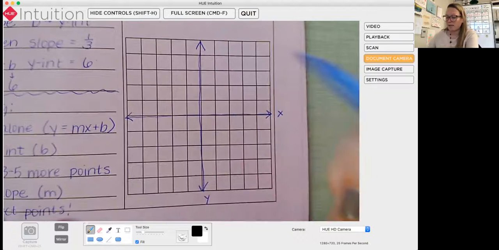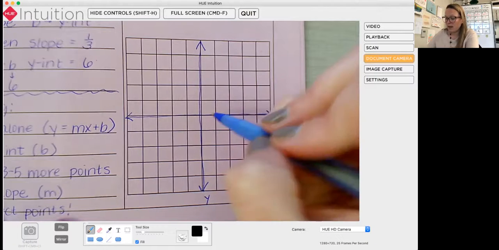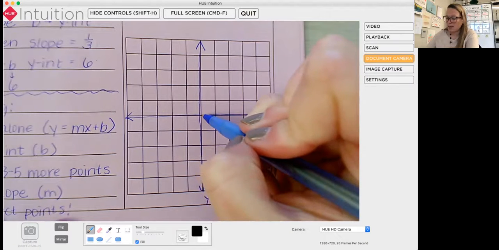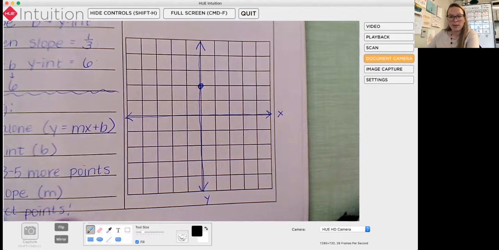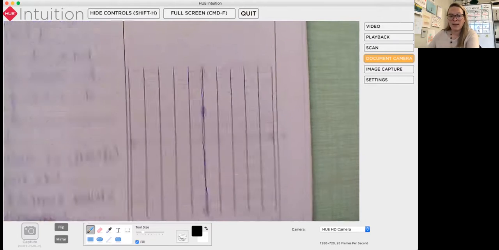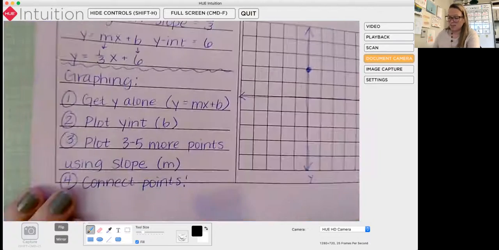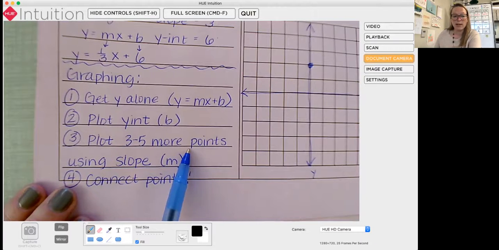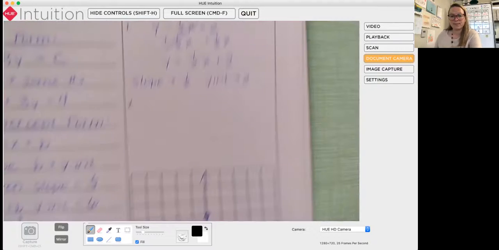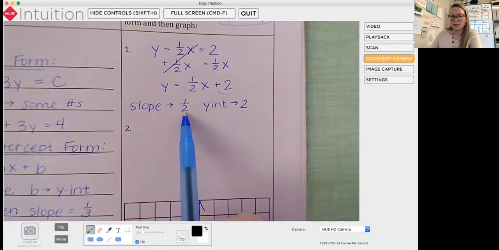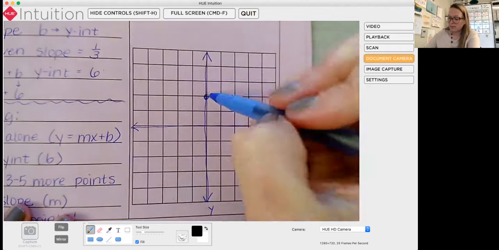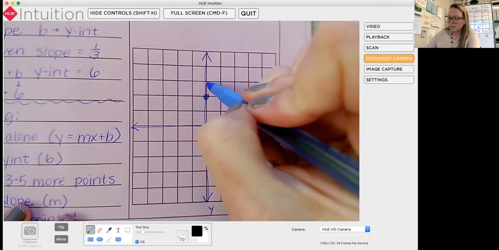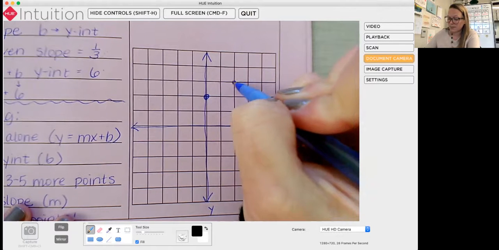So on my graph, I find my y-axis. I start at my origin, and I'm going to count to positive 2, and I'm going to plot a point right there. That is a point. My next step is to plot about 3 to 5 more points using our slope. So my slope is 1 over 2. Remember that that's rise over run. So from this point, I will rise 1, I will run 2.